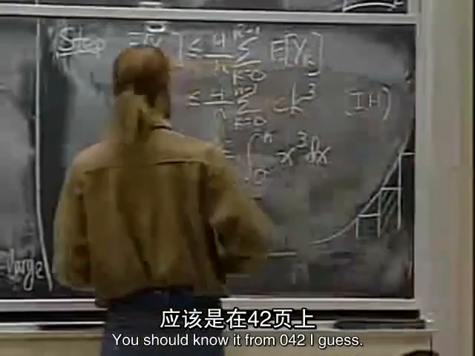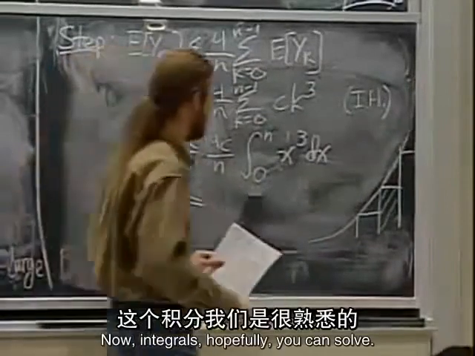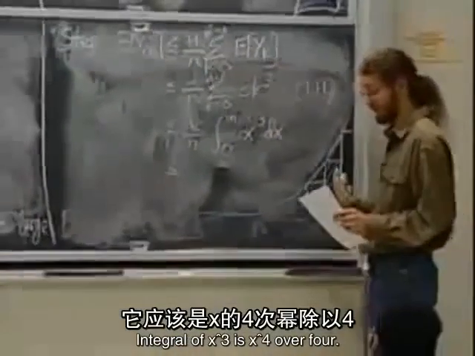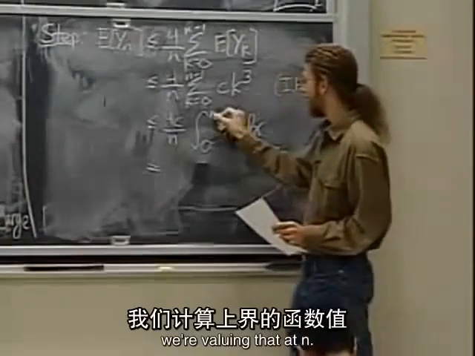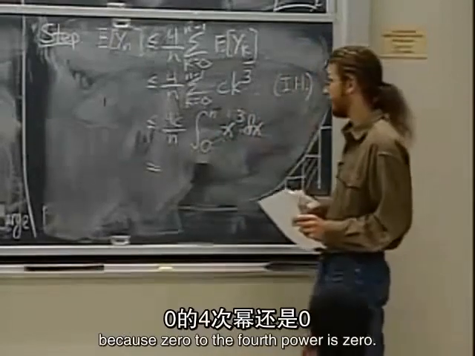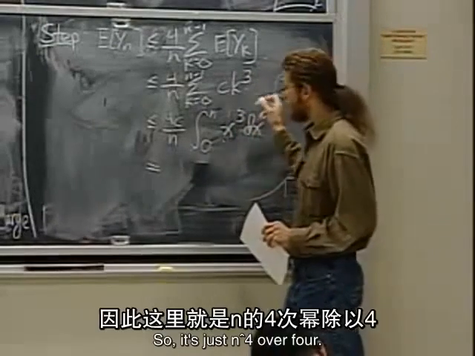You should know it from 042, I guess. Now, integrals, hopefully you can solve. Integral of x cubed is x to the 4th over 4, right? Yeah. Got it right. And then we're evaluating that at n. And at 0, subtracting the 0 doesn't matter, because 0 to the 4th power is 0. So it's just n to the 4th over 4.